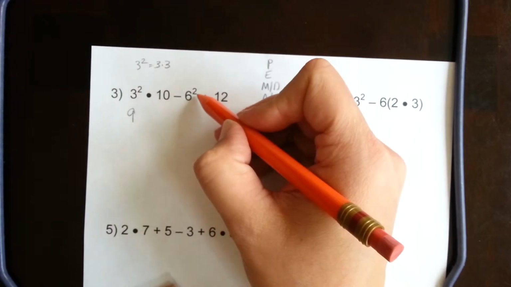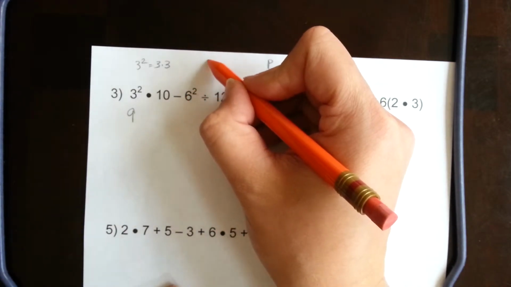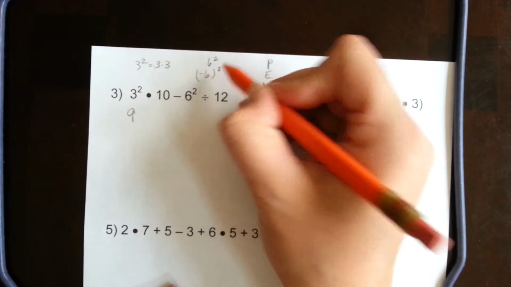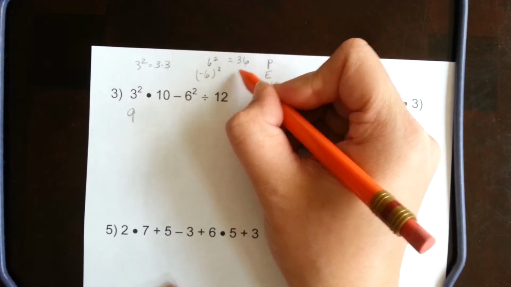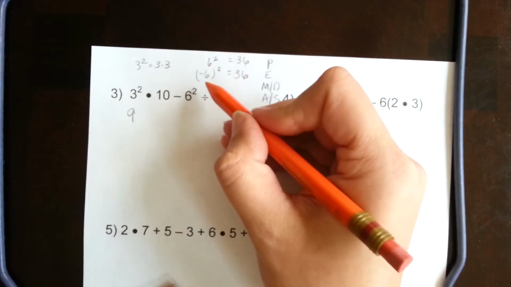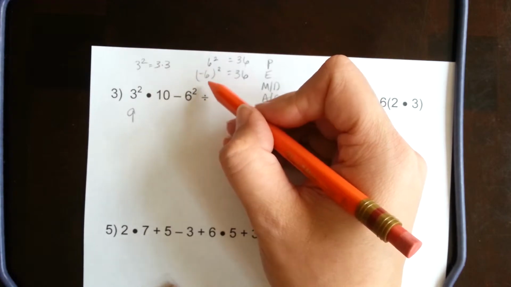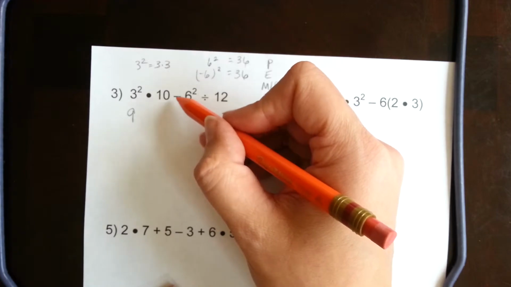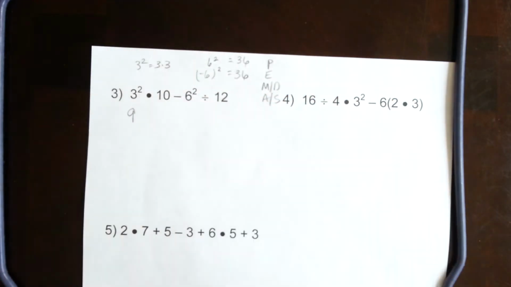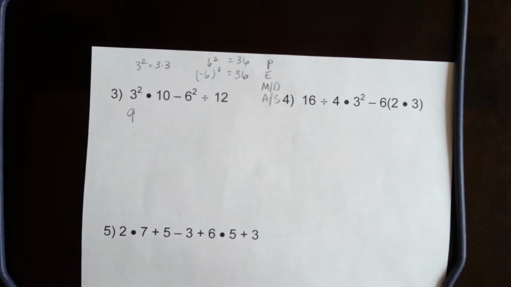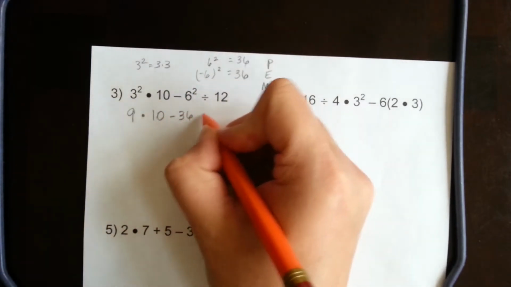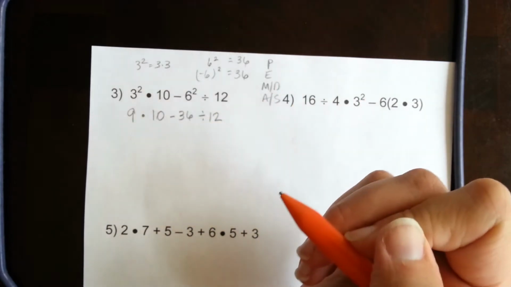And then here I have 6 squared. There is a difference between 6 squared and negative 6 squared. Yes, in this case they both give us 36. But I need you to get used to putting, if it's a negative, in parentheses. If the parentheses aren't there, then it's only squaring the 6. If the parentheses are there, it would be squaring the symbol and the 6, or the operation and the 6. But in this case, since it's not in parentheses, we would only square the 6. So we would have 9 times 10 minus 36 divided by 12.